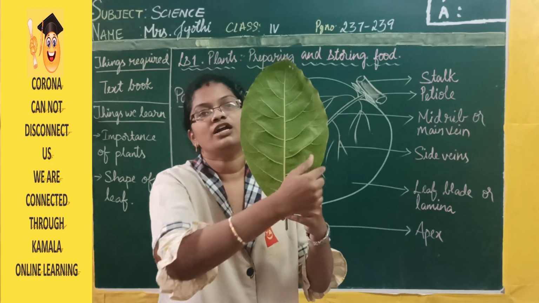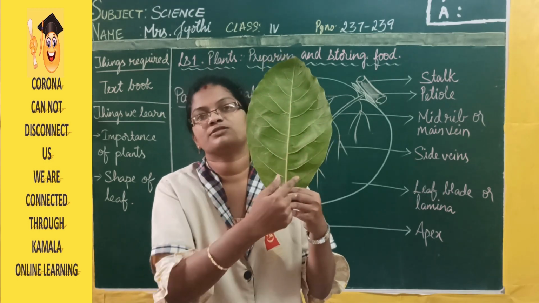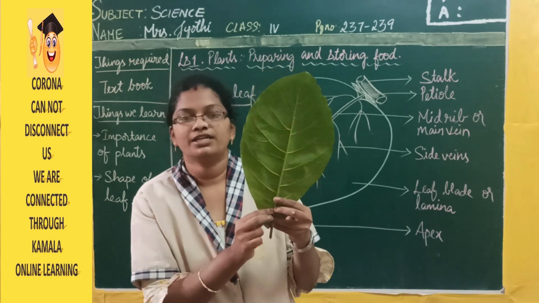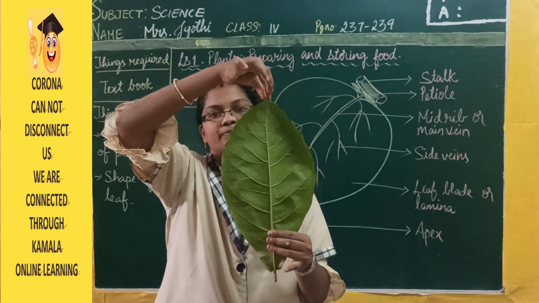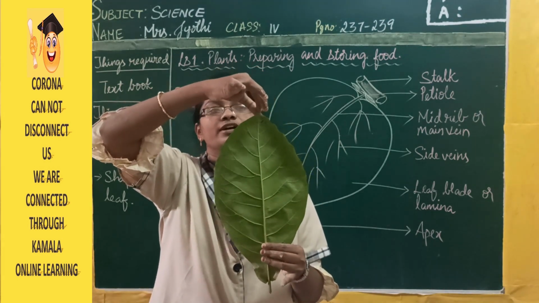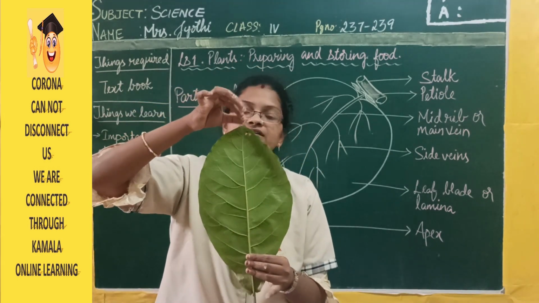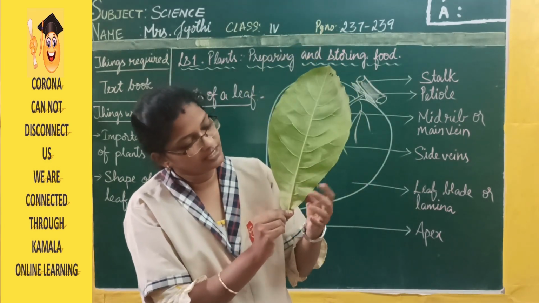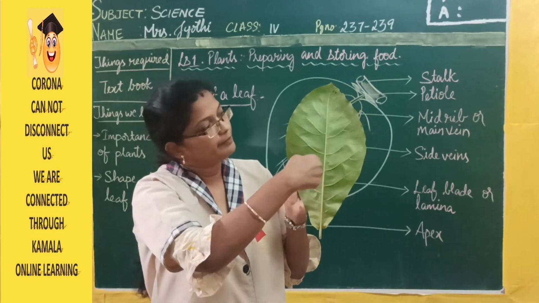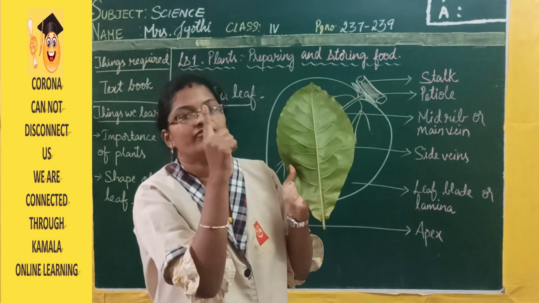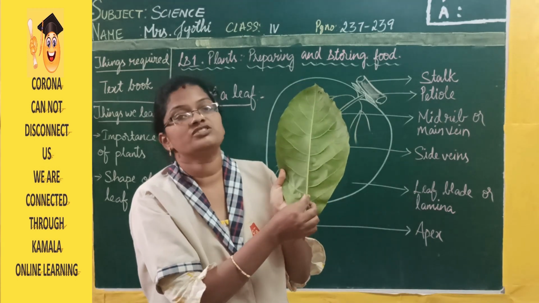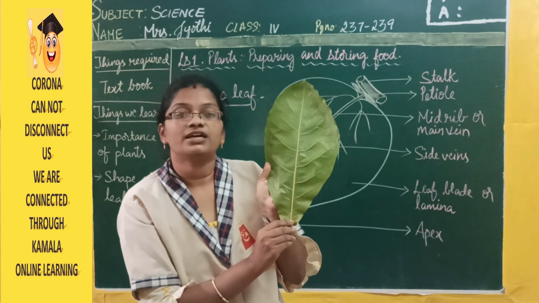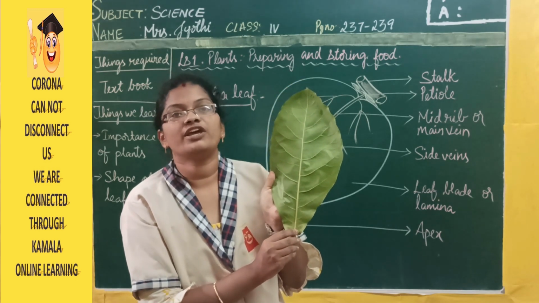Now if you see this broad green colored part, this broad green colored part is called leaf blade. What is it called? Leaf blade. And this is the tip. Okay, this is the tip of the leaf. And this tip we call apex. Now if you look at the leaf, here in between there is a big line, isn't it? Only one single line will be there, and this is called midrib. What is it called? Midrib. And the other name for midrib is main vein.